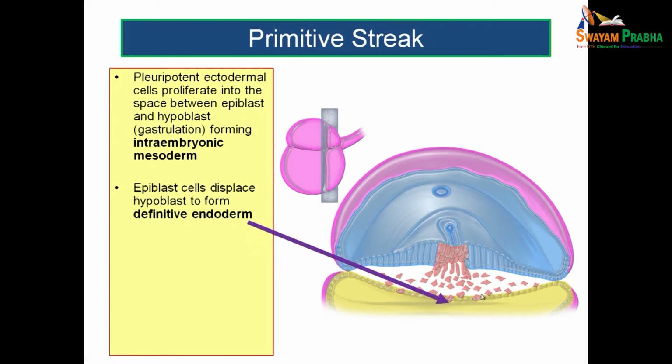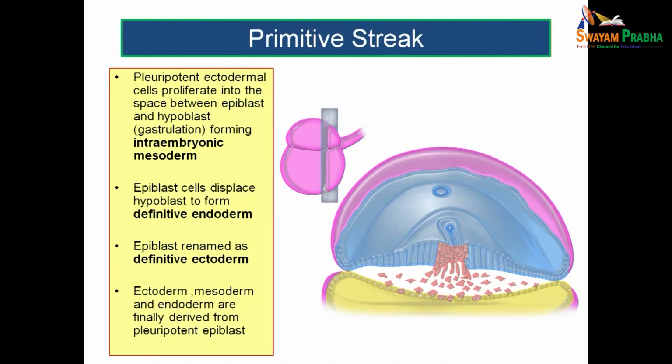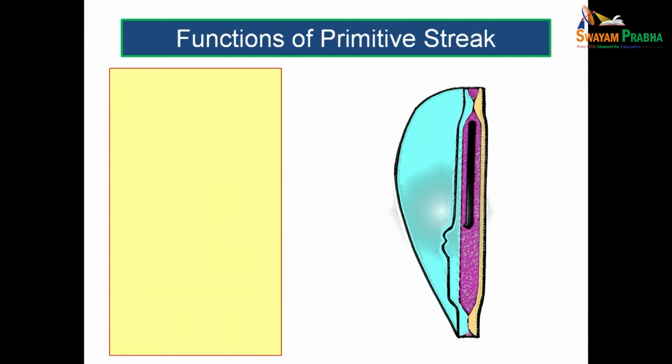So this is how the hypoblast is getting converted into definitive endoderm, and the epiblast, after the formation of intraembryonic mesoderm and definitive endoderm, is now renamed as definitive ectoderm. So finally we have the ectoderm, the endoderm and the intraembryonic mesoderm derived from the pluripotent epiblast cells. We can say that all the three germ layers are finally derived from the pluripotent epiblast cells.